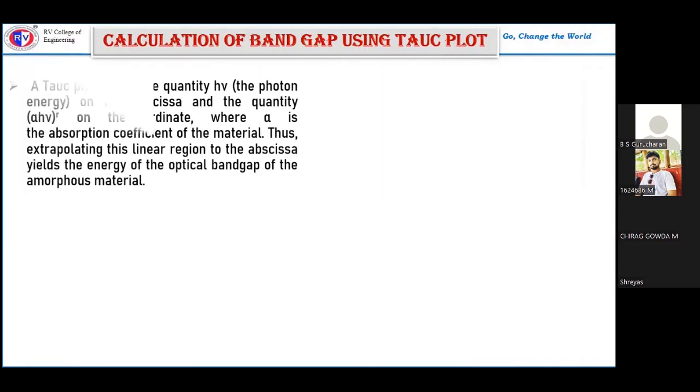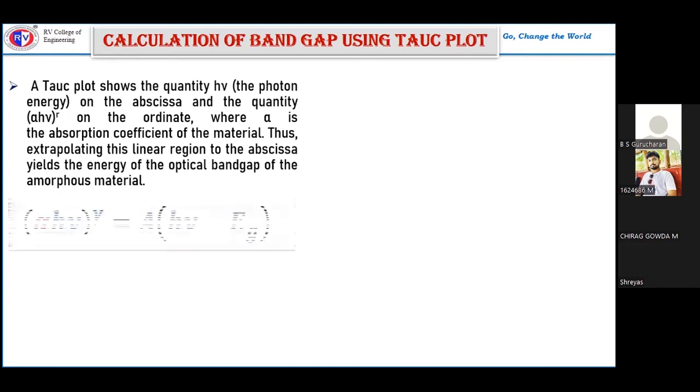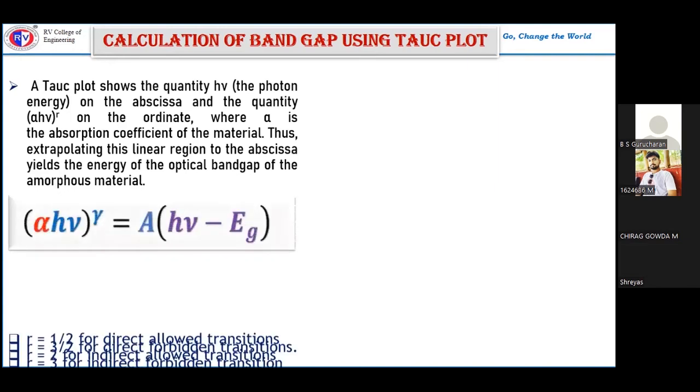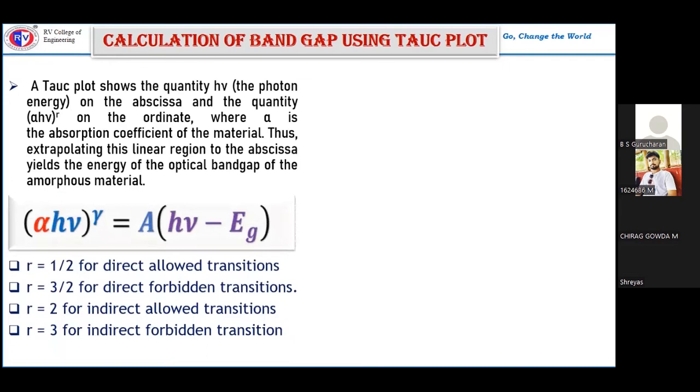Yeah, calculation of band gap using the Tauc method. A Tauc plot shows the quantity h nu on the x-axis and the quantity (alpha h nu) squared. Alpha is the absorbance coefficient here, and h nu is the energy of the photon. Next, please. Yeah, this is the equation which is used to find the band gap of a material.